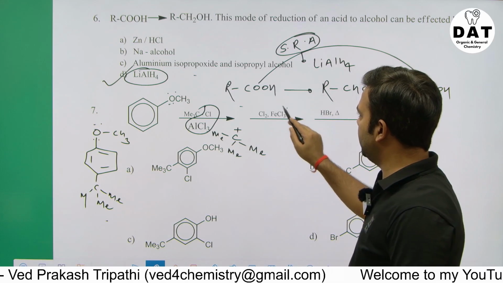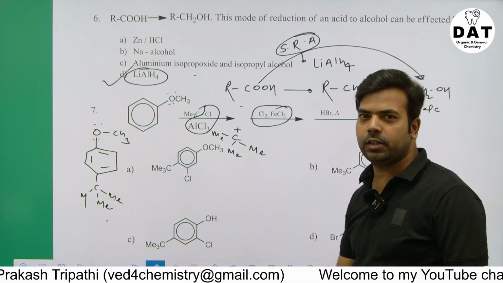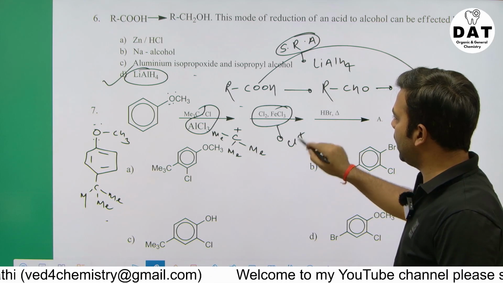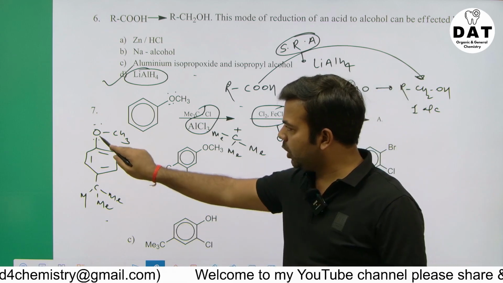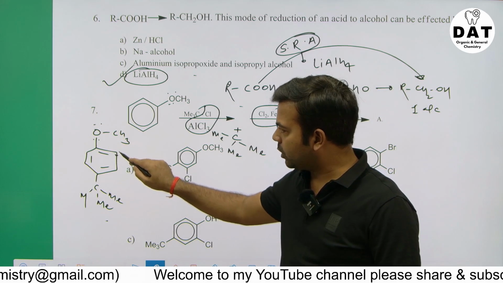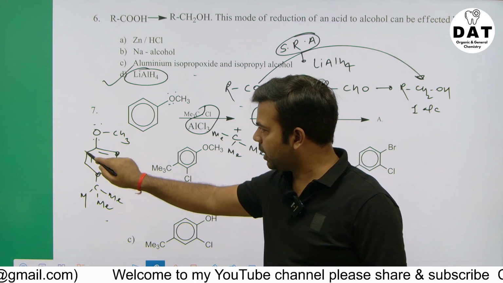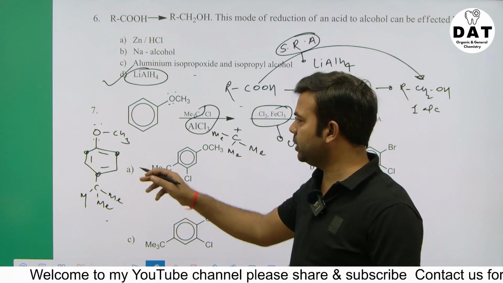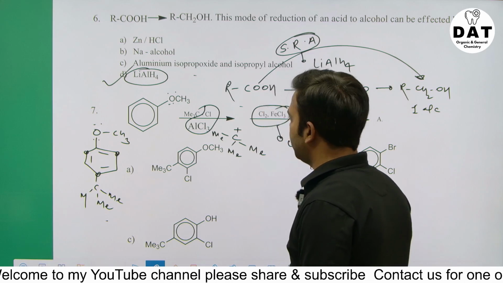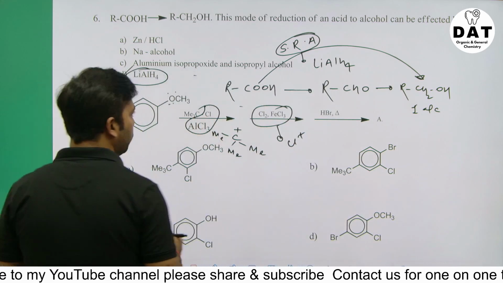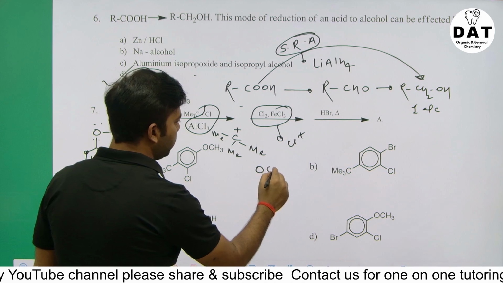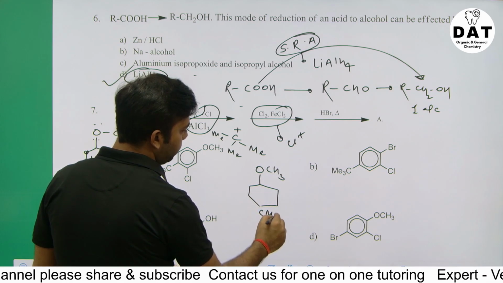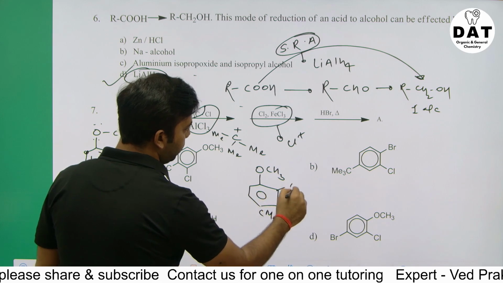Next step is Cl2, FeCl3. This is a chlorination reaction, and chlorination means Cl plus is the electrophile, and it is directed at ortho and para positions. For this lone pair, this is ortho, this is para, and this is ortho. My para is blocked here, so the only available position is ortho. So we should keep chlorine at ortho. So this one should be like this, OCH3, CMe3, and here we have chlorine.